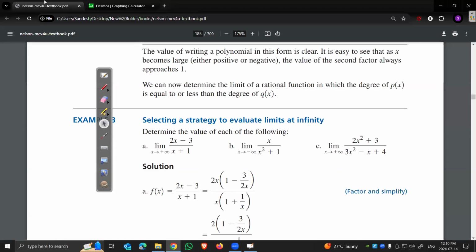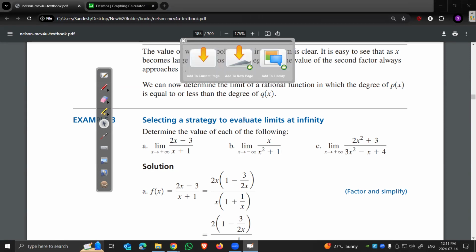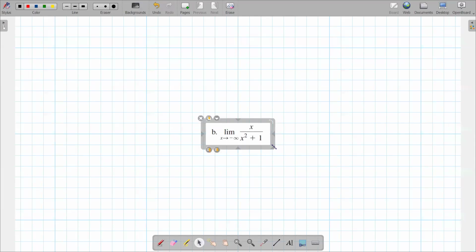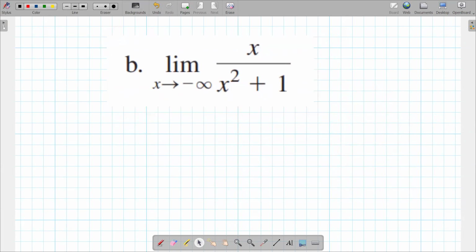So what do you want to do? You want to divide by the highest power of x, okay? By the highest power of x. Here, let's look at the next question. Same thing's going to happen here. If you plug infinity in there, you're going to get infinity over infinity, which is indeterminate form. We don't want that. So what we do is we divide by the highest power of x. In this entire function, what's the highest power of x?